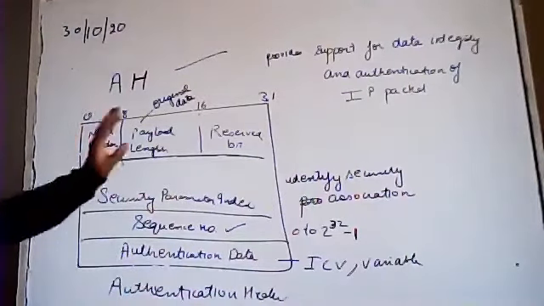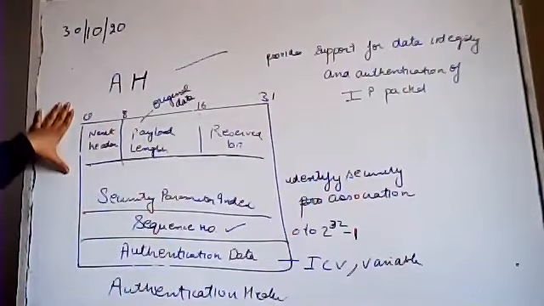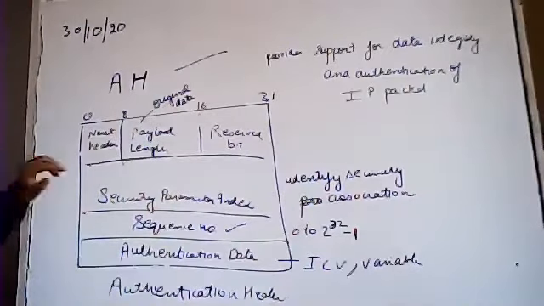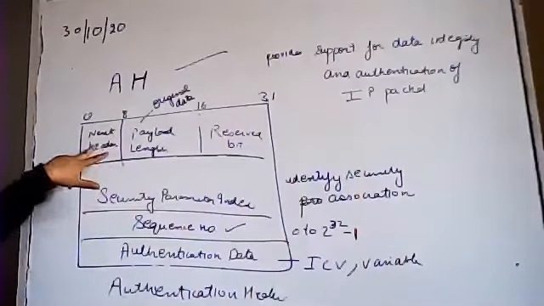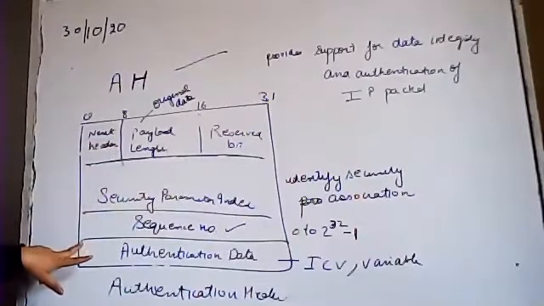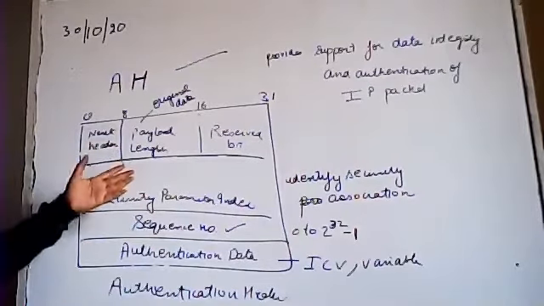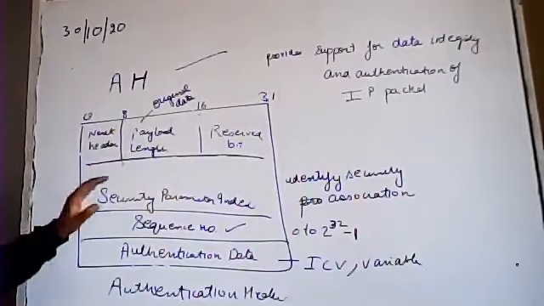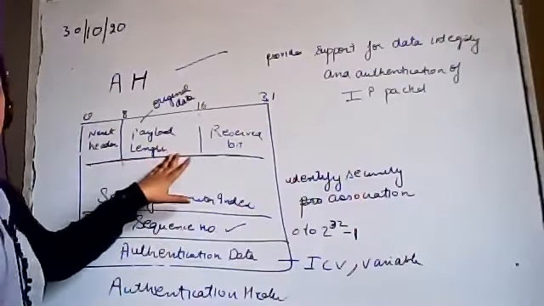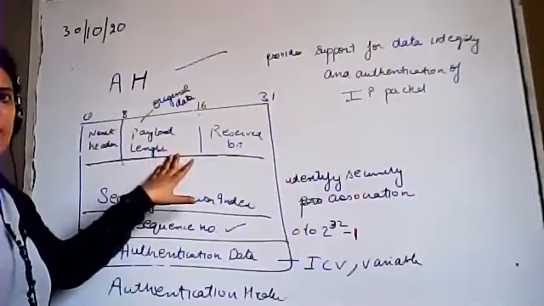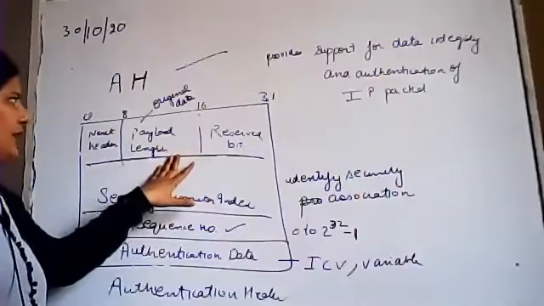So I will just repeat it again. In this authentication header, we have the next header that will tell us what the next header will be after this particular header. Next is the payload length, which tells you the original data you are transferring. We have 8 bits for that.